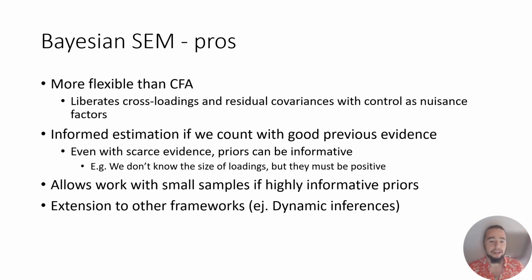In addition, an informed estimation of a Bayesian SEM can be done if we have good previous evidence, even if we have scarce previous evidence, because, for example, we can assume that the cross-loadings should be around zero, the loadings should be around 0.5 or 0.6 or something like that. And therefore, an informative model can be developed without many problems in psychometrics. This is good because you can work with small samples if you have a highly informative setting. And this enables working, for example, with complex psychometric models when we have special populations or we are in clinical settings. In addition, Bayesian SEM can be extended to other frameworks, for example, dynamic inferences, etc.